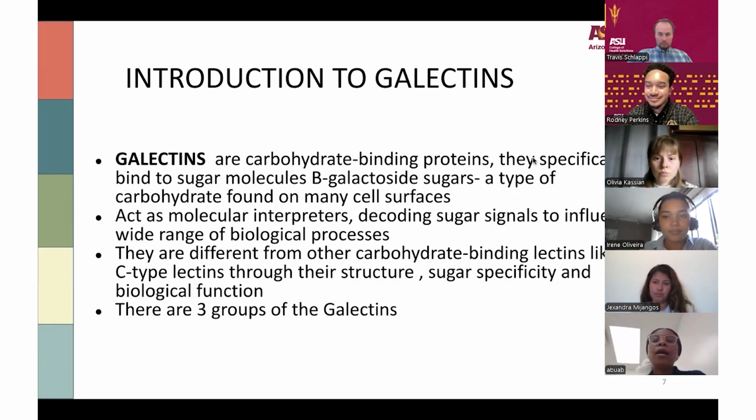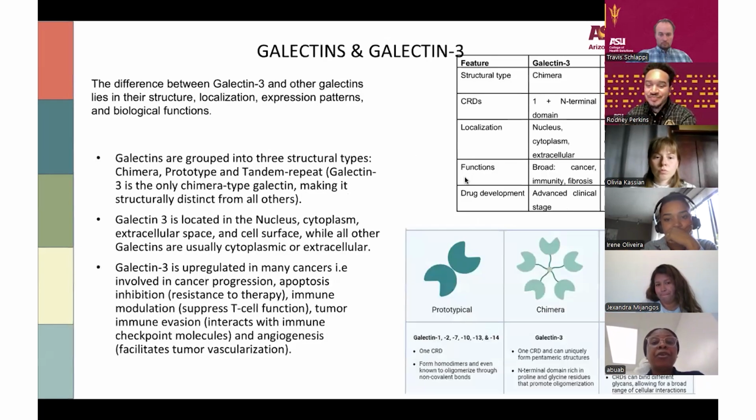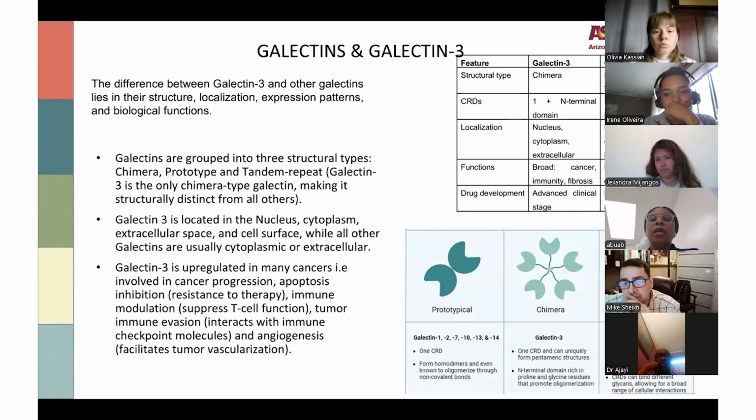So we started by introducing what galectins are. Galectins are carbohydrate binding proteins that specifically bind to sugar molecules, beta-galactoside sugars, a type of carbohydrate found on many surfaces. These are general galectins, but in all, we have three groups of these galectins. We have the ones that are tandem repeat, and we have the ones that are prototypical. Then we have the chimera, which falls into the category of what we are talking about now, which is GAL-3.